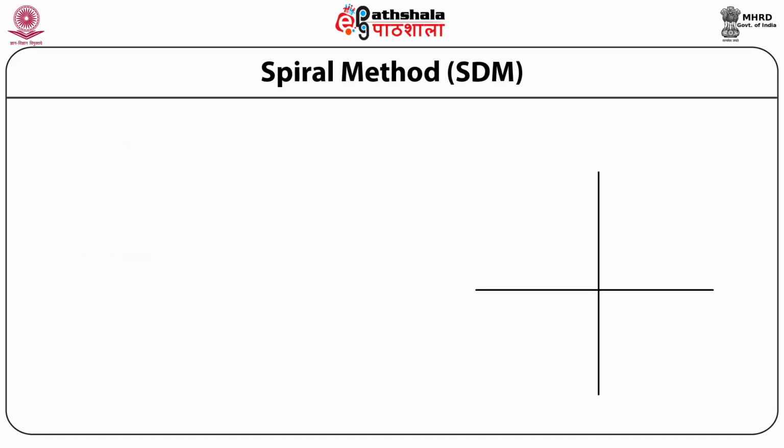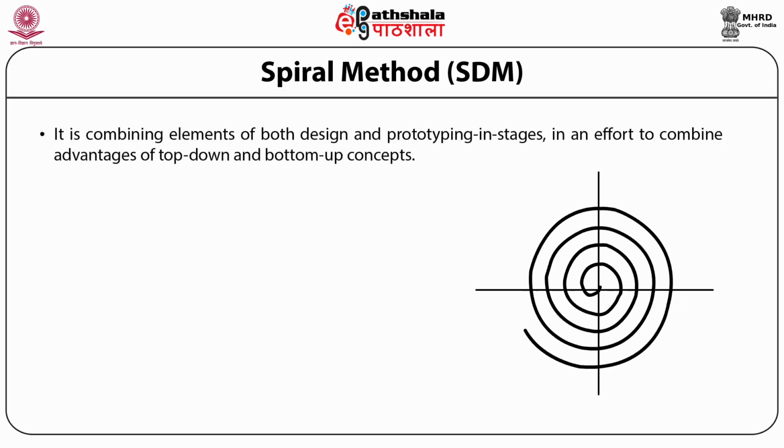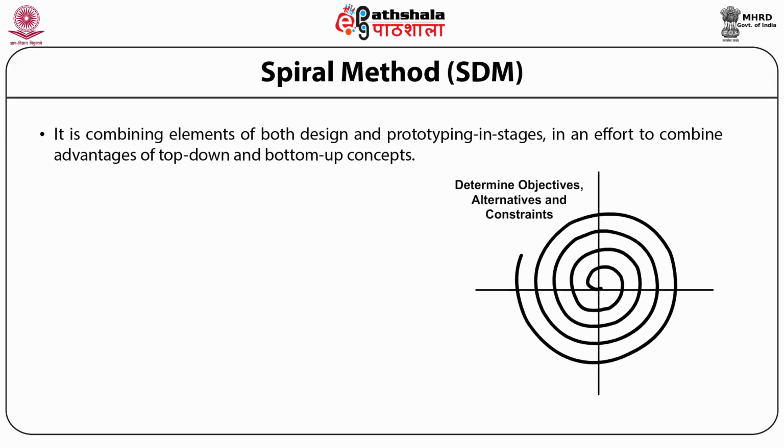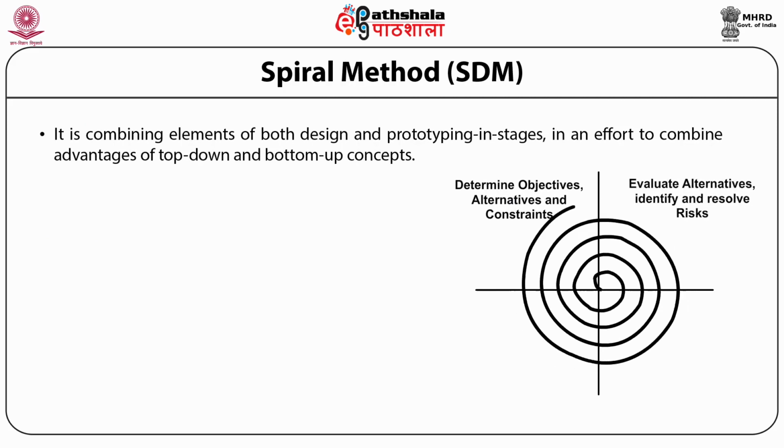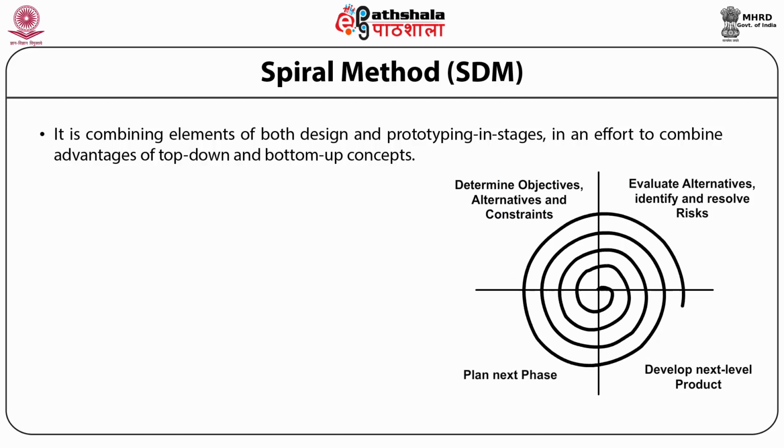Spiral model. The fourth model is about combining elements of both design and prototyping in stages in an effort to combine advantages of top-down and bottom-up concepts.